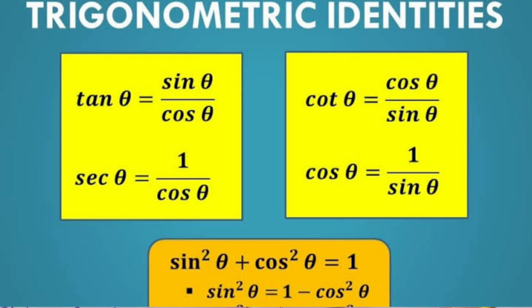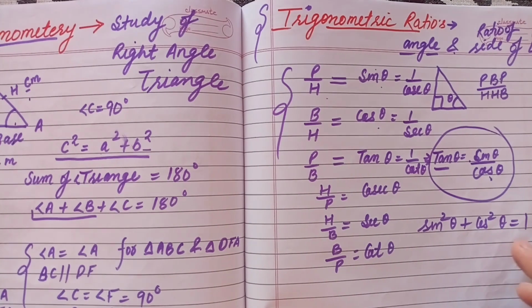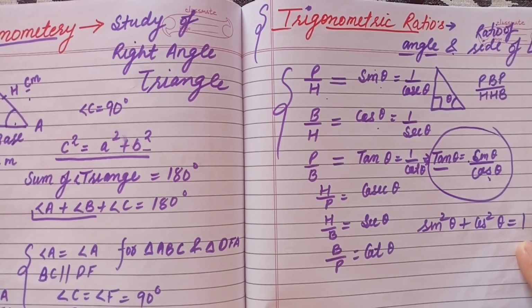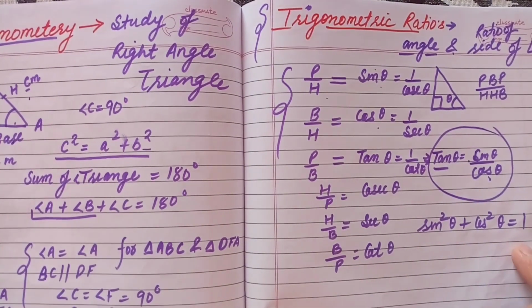1. If you put the values, sin theta is P upon H, which is squared, and cos square theta is B upon H, and if you calculate it, then you get the value is also equal to 1, right? So this is the identity.